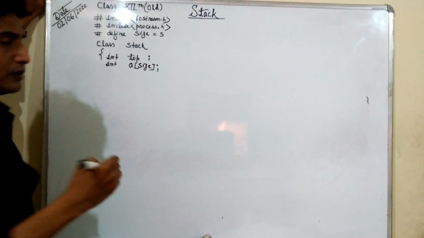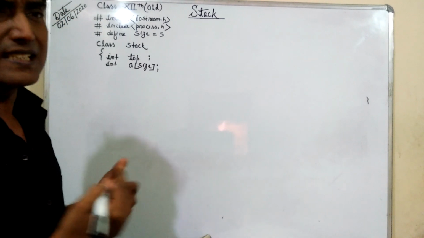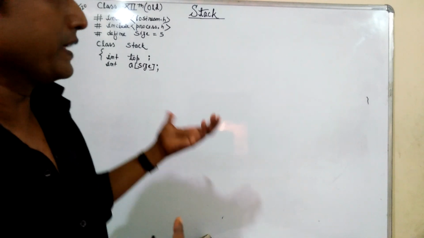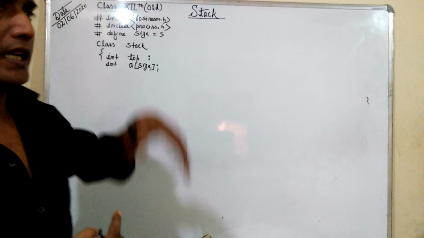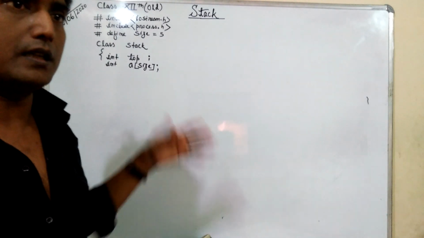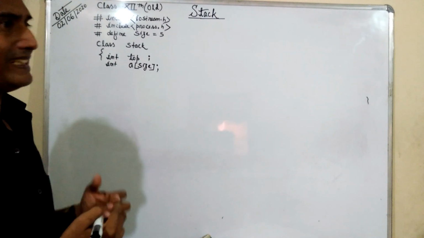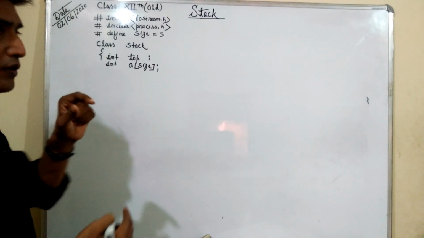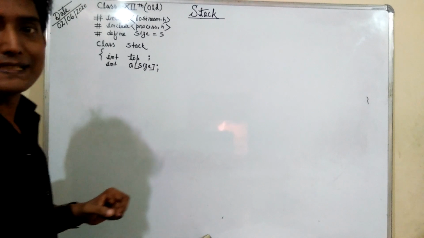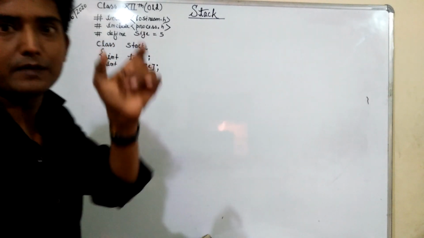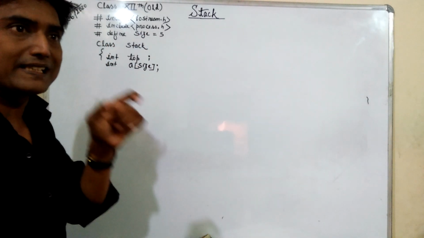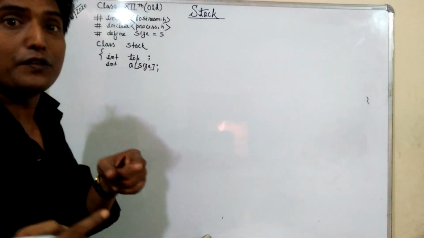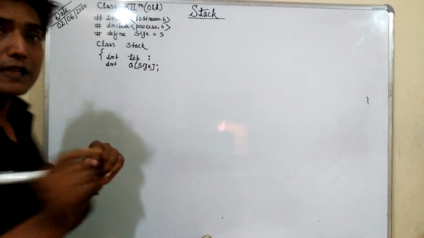Now I have to use one constructor. It depends upon you. We can directly initialize the top variable with top equal to -1, but it is better if we use the constructor. So before the constructor, we have to declare the access specifier as public, because all the members inside the class are private by default. So we are going to use public.